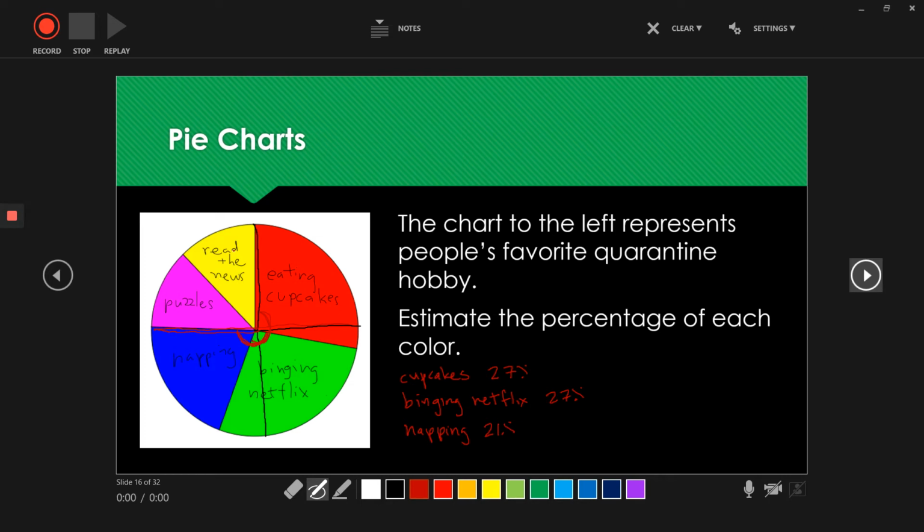Now the last two together look like they take up about a quarter of the circle, and they look about equal in size. So if we wanted to do 25% for both of them together and divide it in half, 25% divided by 2 is 12.5. So we could say puzzles 12.5 and reading the news 12.5. So it's important that all your numbers add up to 100% when you're done with your pie chart, right? So these ones should add up to 100%.